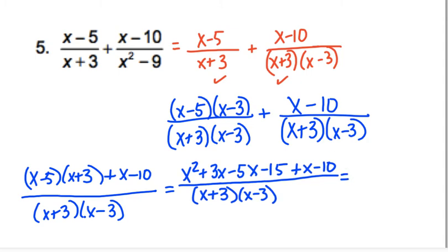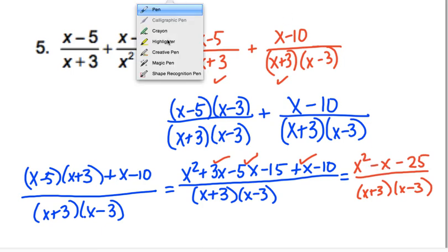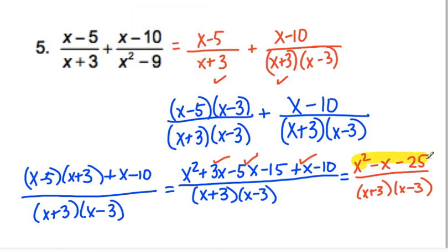Let's clean it up just a little bit more. I'm going to change colors. X squared would be by itself. 3x minus 5x is negative 2x. Plus x is negative x, and then I have negative 25. Now once you get here, you do need to try to factor the top. And that will not factor. So that would be your final answer. Okay.